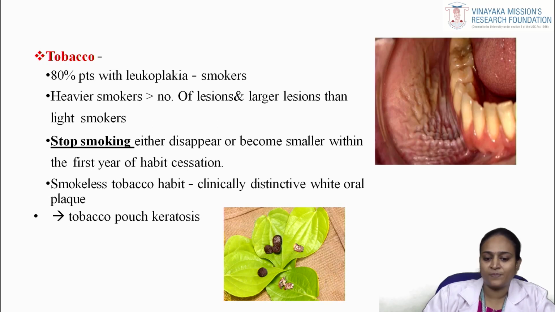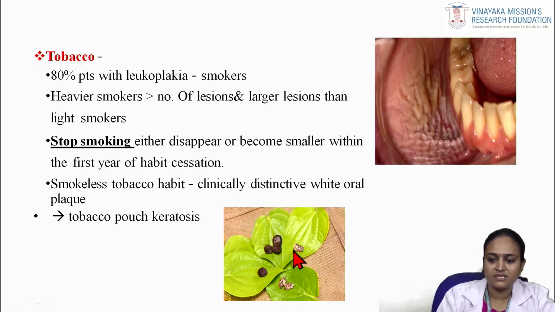Smokeless tobacco is associated with a distinct white oral plaque. It is mainly seen in patients using tobacco in a pouch. This is called tobacco pouch keratosis. Tobacco pouch keratosis is mainly caused by the habit of tobacco and betel nut. So this is a case of tobacco pouch keratosis. Here on the buccal surface you can see the lesion in the tobacco pouch area.